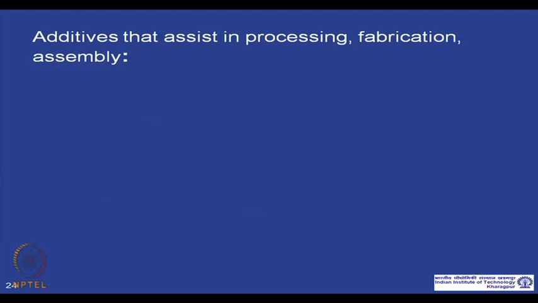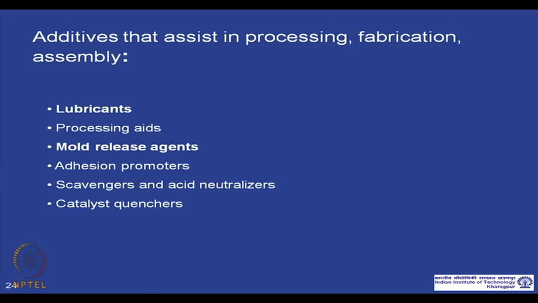There are additives which are used in polymer formulations, which basically assist in processing and fabrication or in assembly, like lubricants, mold release agents, which basically help in releasing the part from the mold after it is formed. Processing aids, adhesion promoters, scavengers, acid neutralizers, catalyst quenchers. There are some other generic examples of this type of additives.